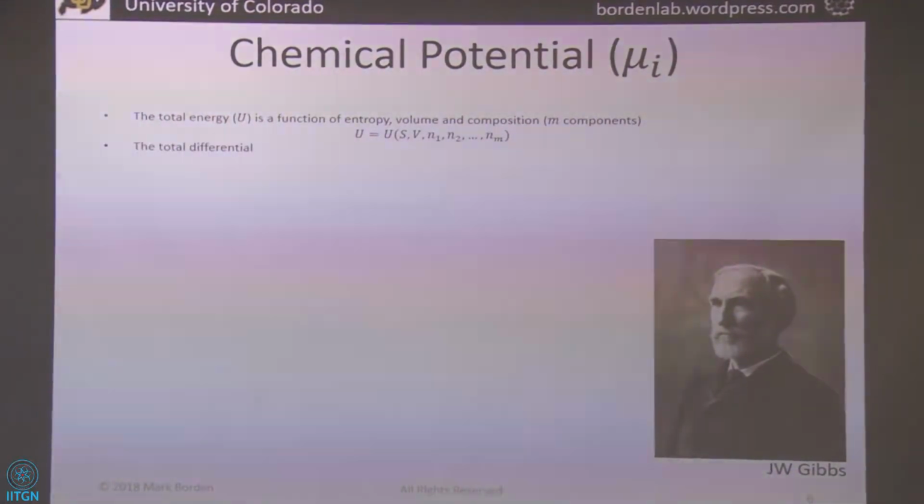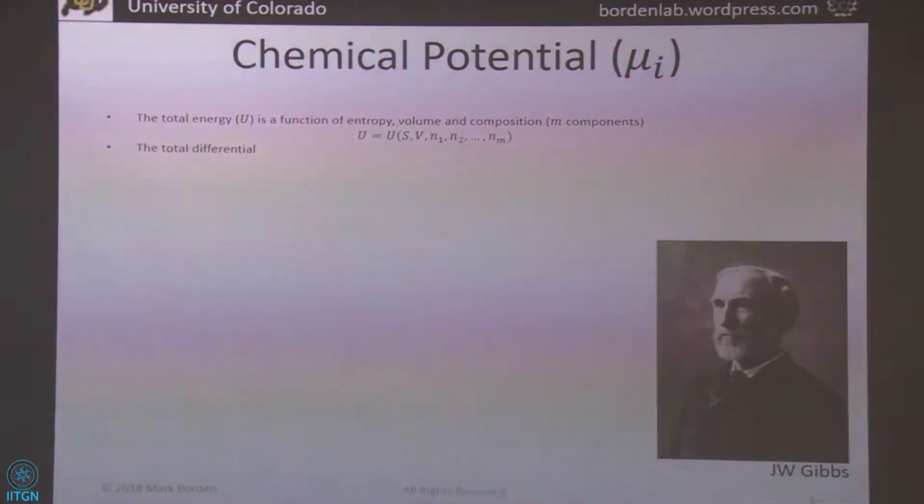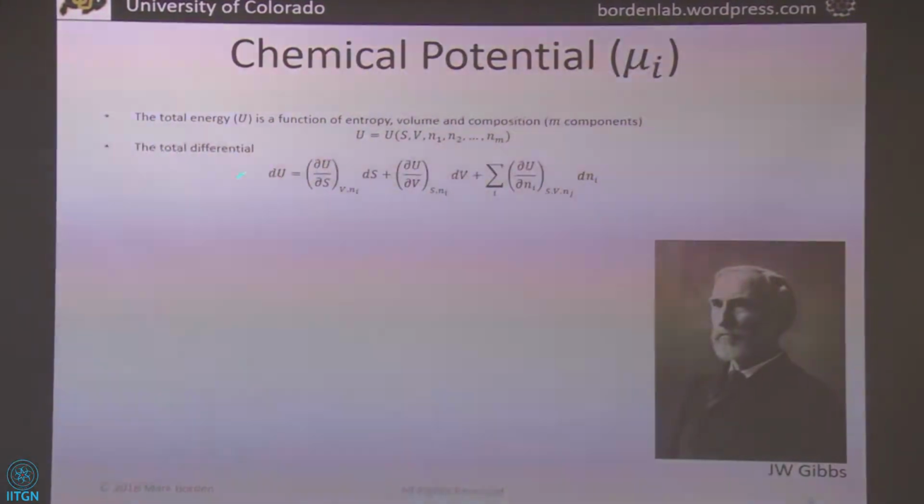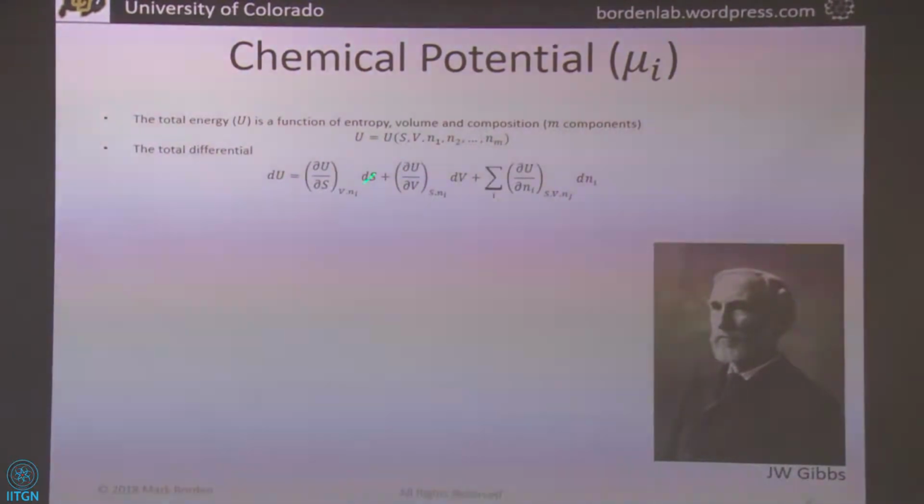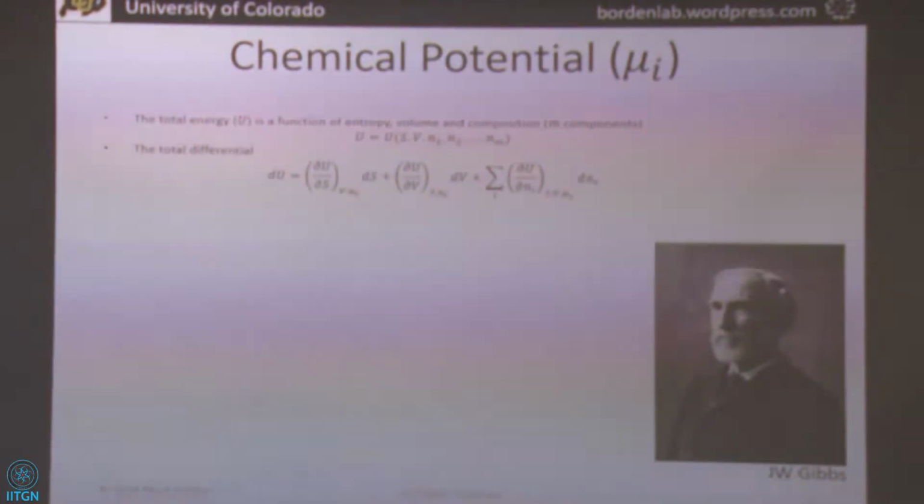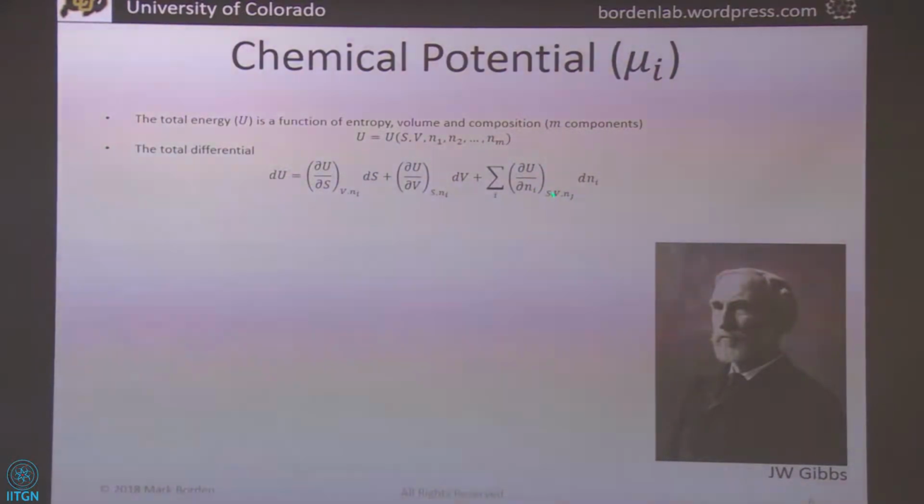Okay? So if you take the total differential of the energy, dU, you'll get a series of expressions, one for the entropy, one for the volume, and one for the number of moles. And it's a summation over all of the different species. So you're going to get a term here for each species in your system.